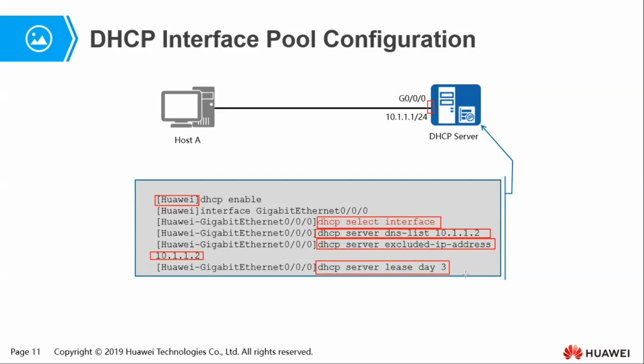Then after that, we want to change the lease period from the default 1 day to 3 days using this command, DHCP server lease day 3. So we've changed the default lease period there.